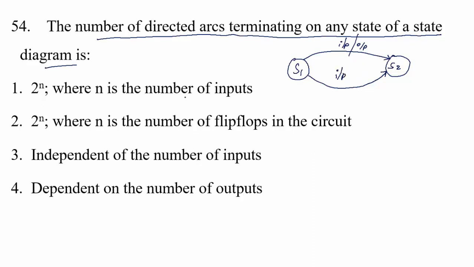So 2 power n, where n is the number of inputs, it is independent of the number of inputs and it is independent of the number of flip-flops used. It is dependent on the number of outputs. Even this statement is also wrong. The transition actually will be independent of the number of inputs, right? One more thing you have to remember is, in the case of the Moore model, you are in need of one more extra state in order to represent the output. So this is the basic difference between a Mealy model and a Moore model.